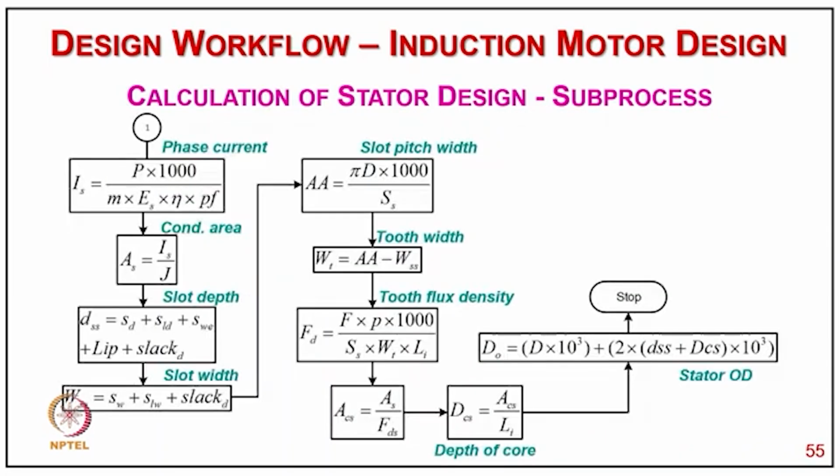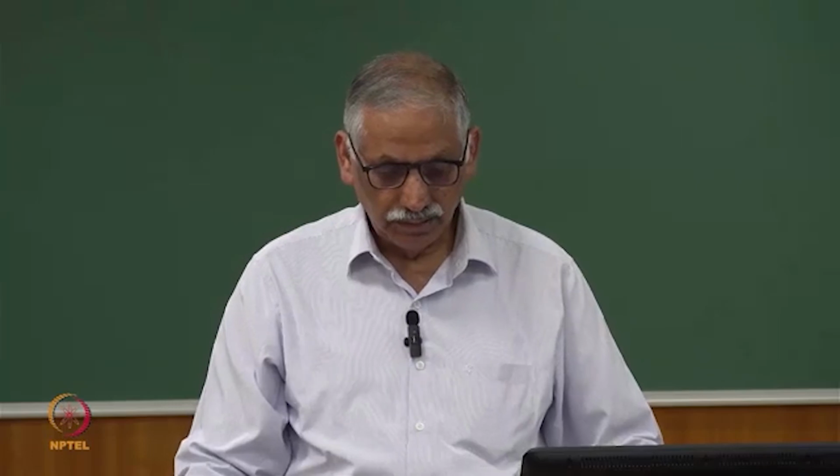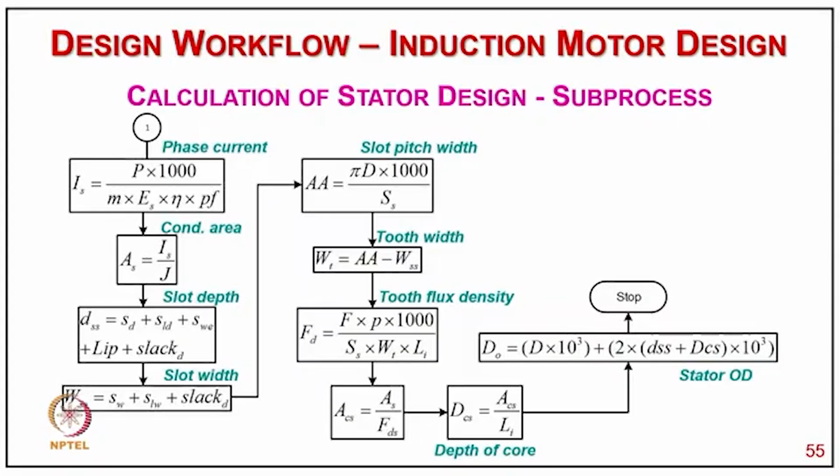Then of course, we go to calculation of stator current, from power, number of phases, efficiency, power factor and voltage. Then once we know the current, considering current density, we calculate the cross section area of the conductor. Then we get the slot depth from different dimensions, then width of the slot from different dimensions, the slot pitch, width and tooth pitch, then tooth flux density, because that's a limiting factor, and then the cross section of the stator core, then depth of the core, and then stator outside diameter, and we stop.